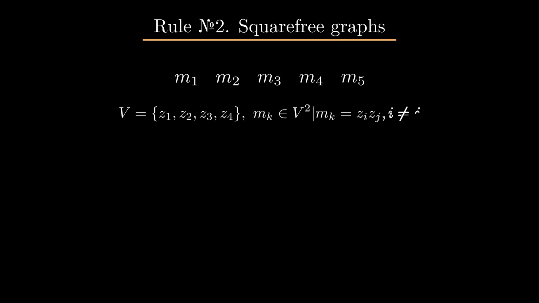The rule based on square-free graphs is more complex, and therefore we need to discuss what square-free graphs are. Assume we have 5 monomials, such that none of them is a square. Assume also that there is a set V of new variables such that its size equals 4 and each monomial lies inside V squared.